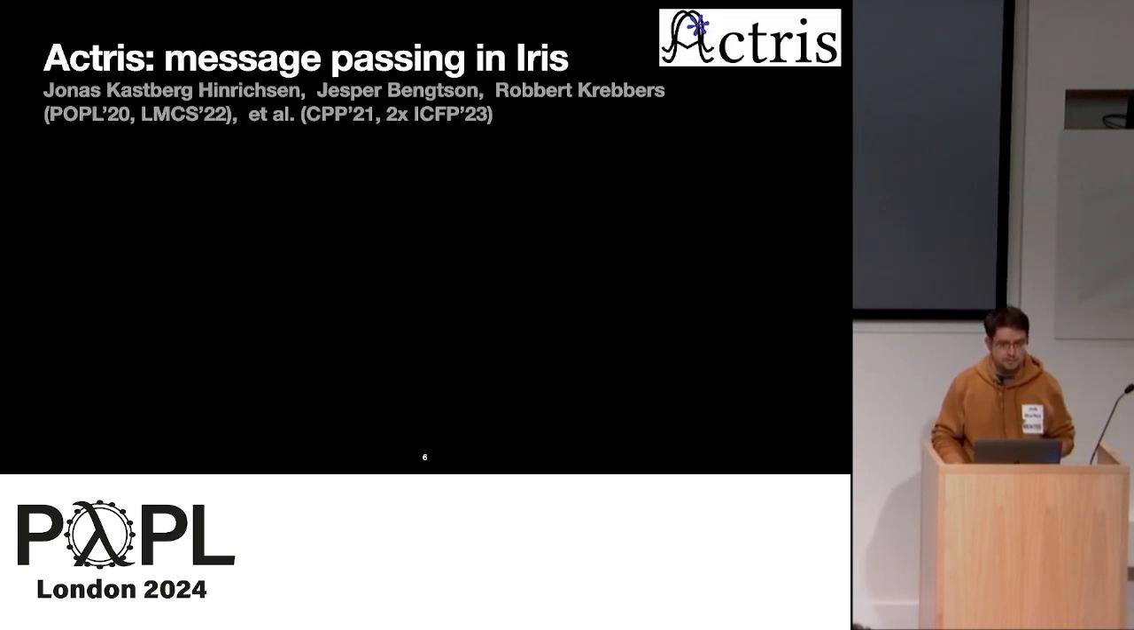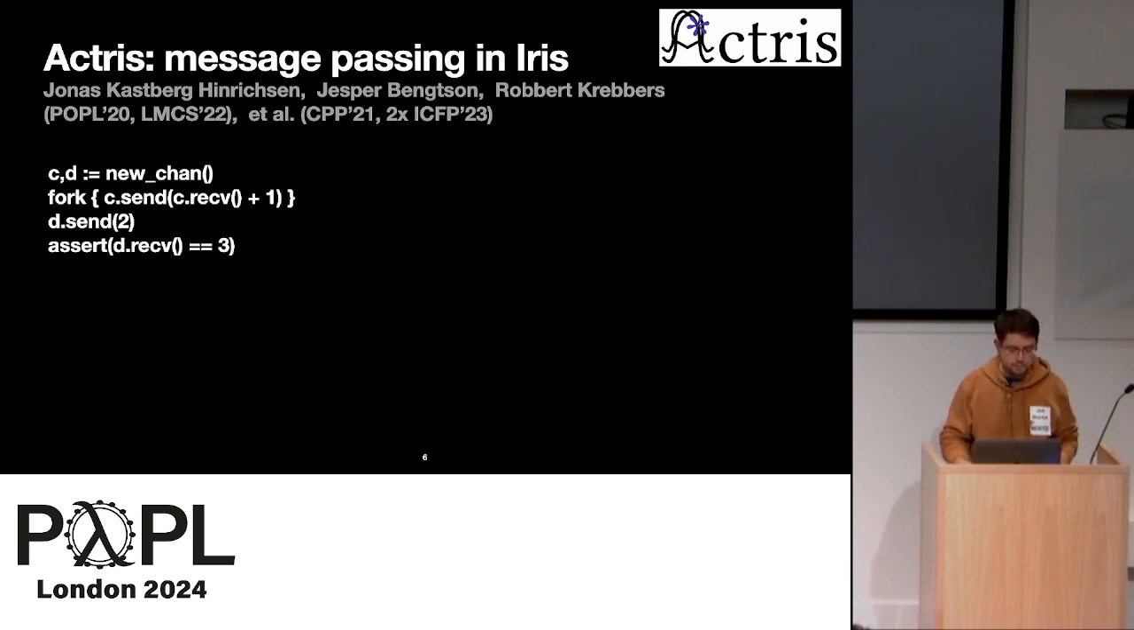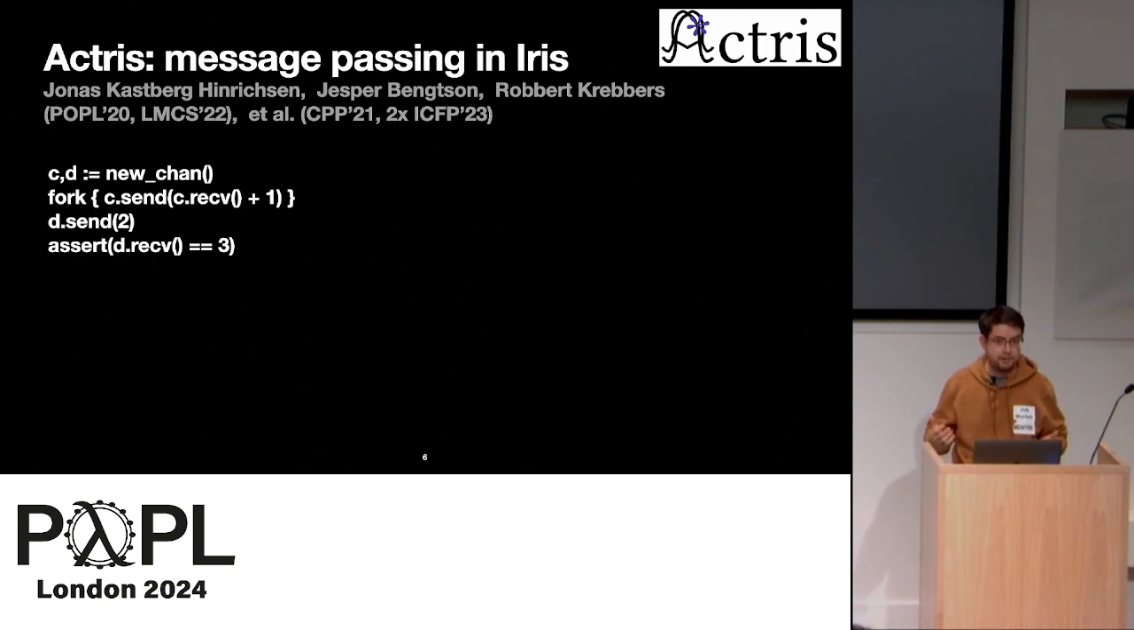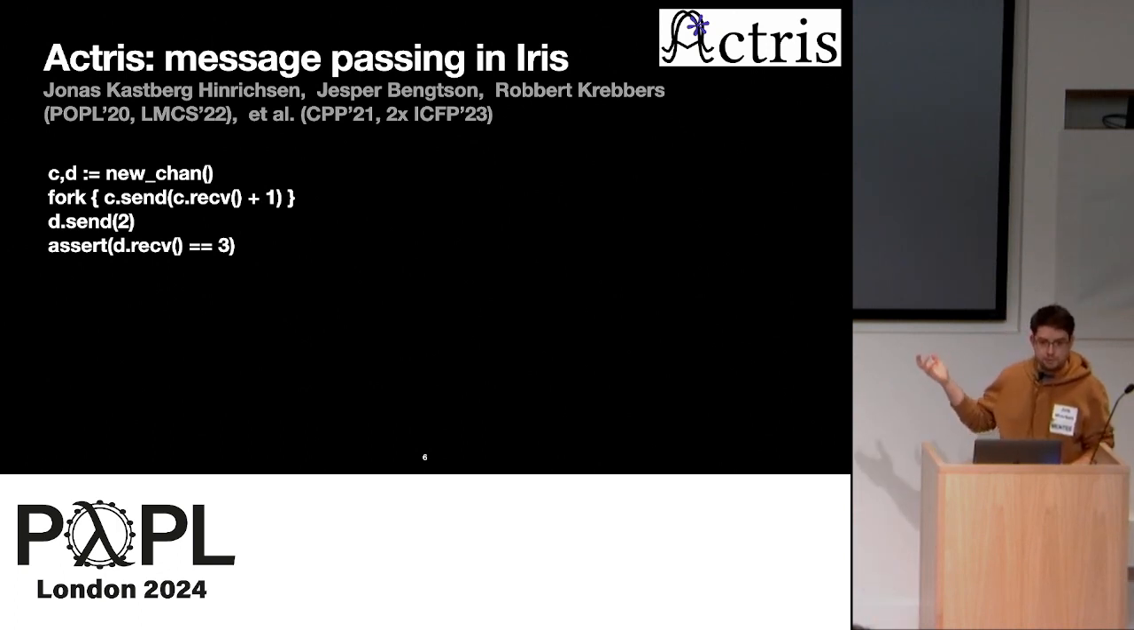And then on top of this, Jonas and his collaborators built Actris. And this is an extension of Iris with message passing. And in Actris, you consider programs like this. So we first here create a new channel. Then in the forked off thread, we receive a message, increment it by 1, and send it back. In the main thread, we send the message 2. We receive a message, and then we assert that this is 3. And as you can see, the fact that this is 3 requires the other thread to do the right thing.